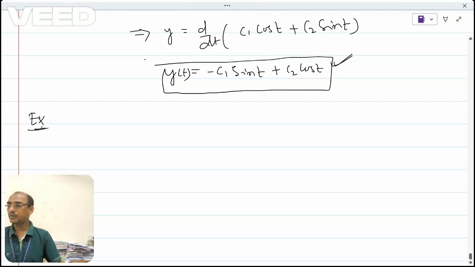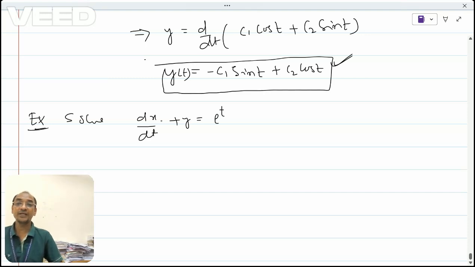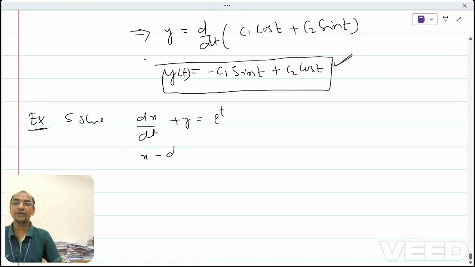Solve dx by dt plus y equal to e to the power t. Here you remember x and y are dependent variables, t is the independent variable. So the solution x and y we will find in terms of t. And the next equation is x minus dy by dt is equal to t.